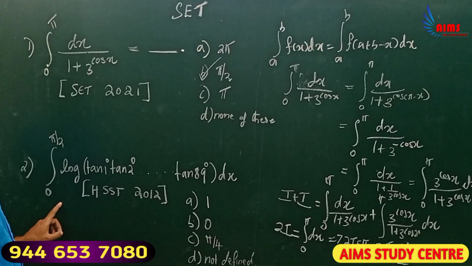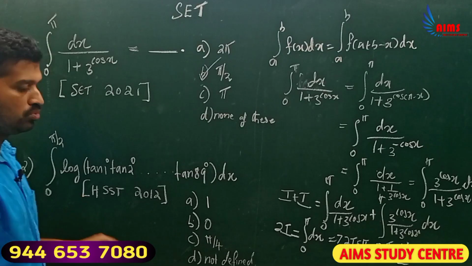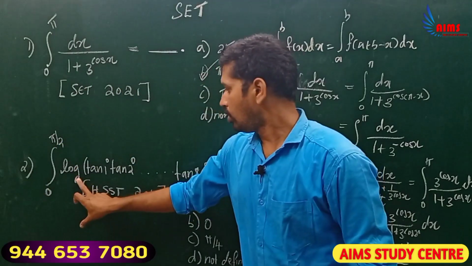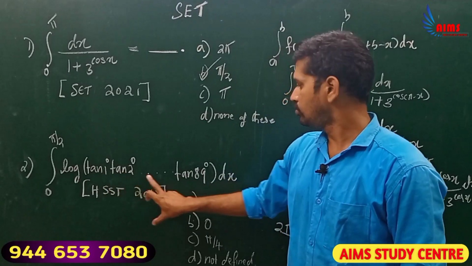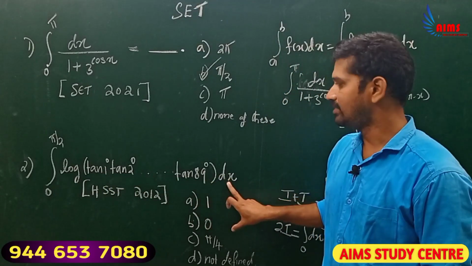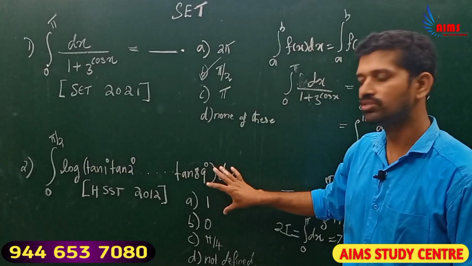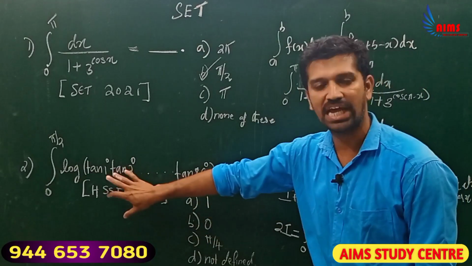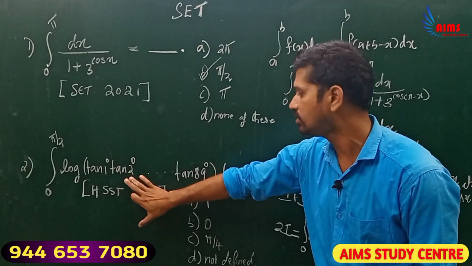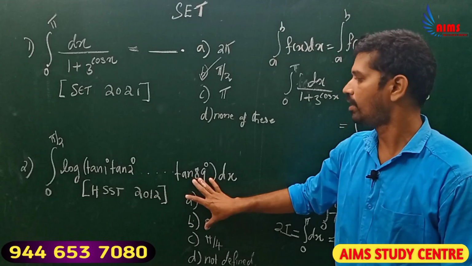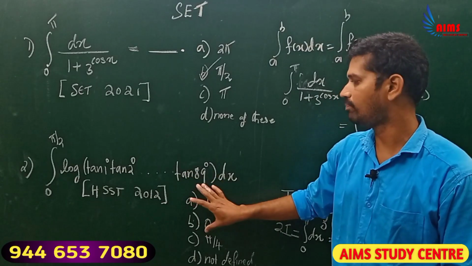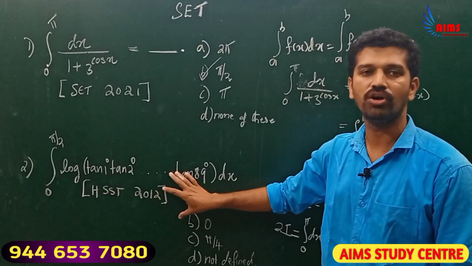The question is about the integral from 0 to pi by 2 of log of tan 1 into tan 2 into etc. up to tan 89 dx. When you look at this question, you don't know tan 1 degree, tan 2 degree, or tan 89. But one thing you have to apply here is the complementary property of tan and cot.